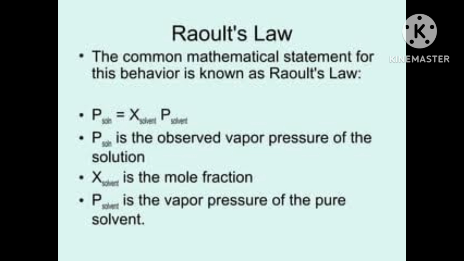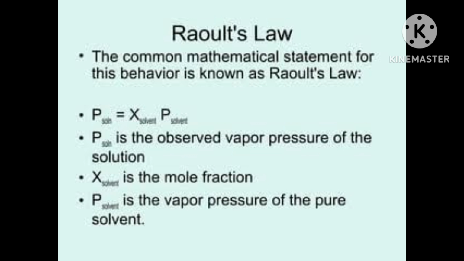P1⁰ is called the standard vapor pressure of the pure component. Pure, nothing is mixed. That is why it is called a standard; the 0 always means standard. P1⁰ is the vapor pressure of pure component 1, because we are considering only one component now. That's why we are using 1 for component 1, and the temperature is constant, the same temperature.